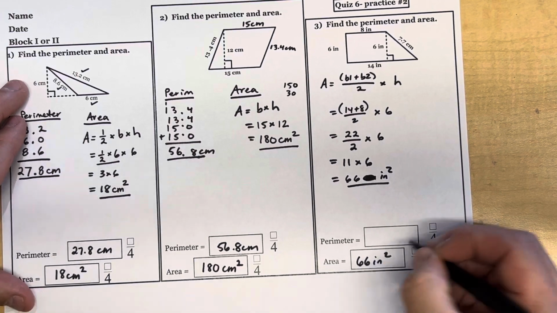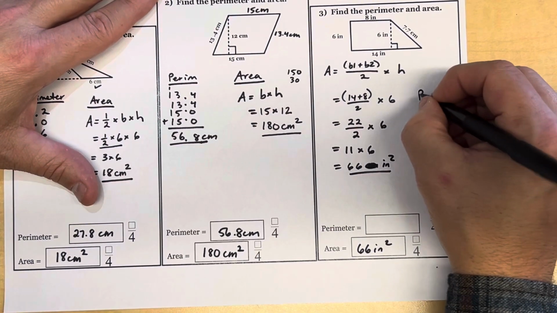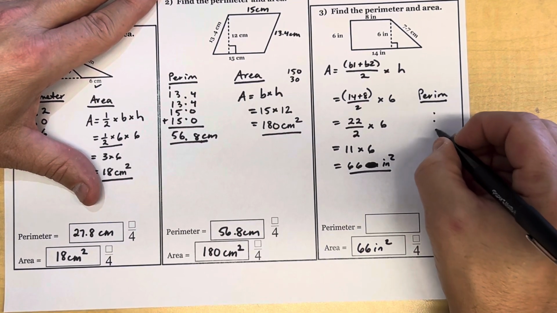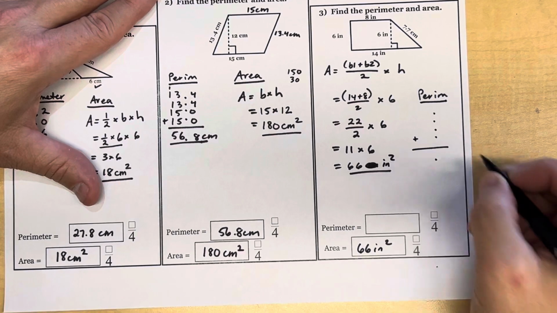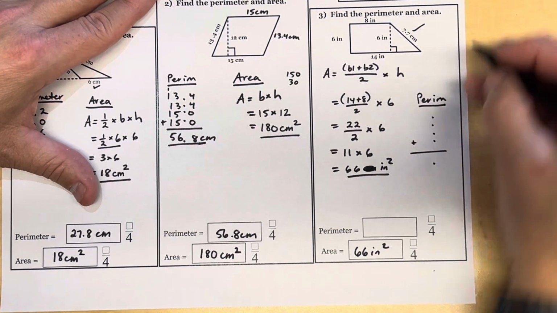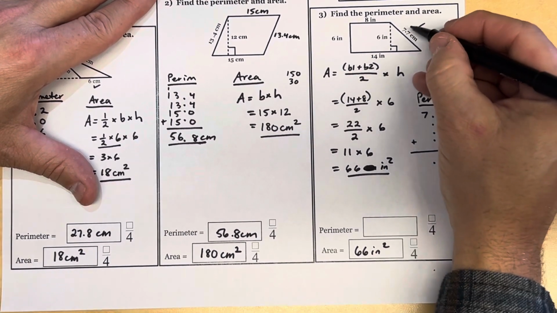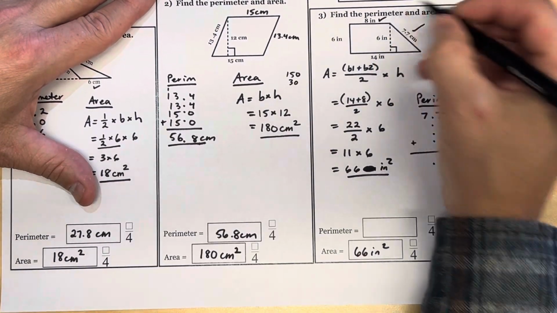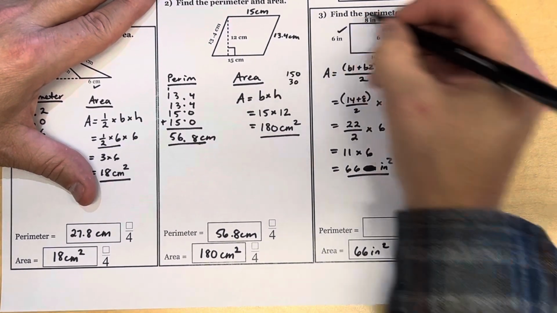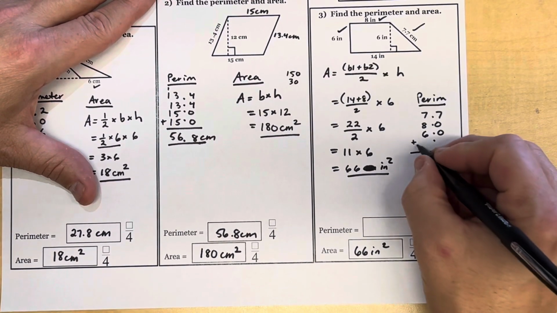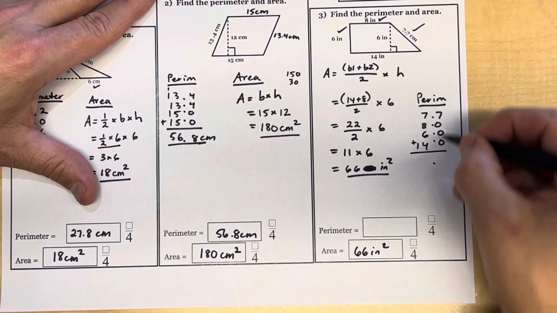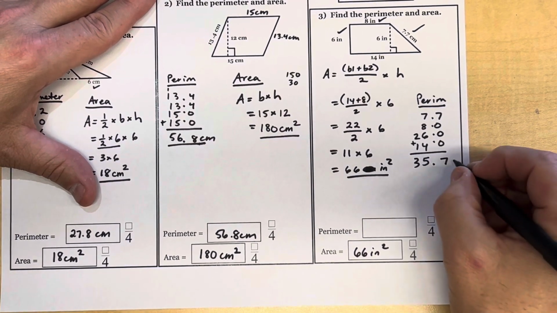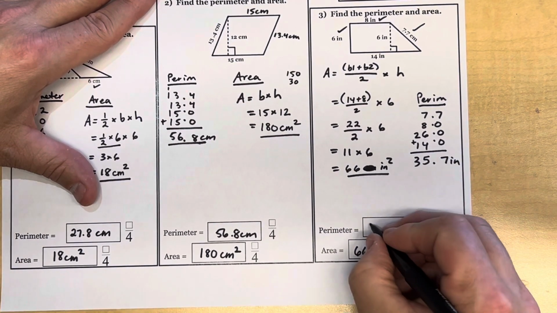Kind of went out of order here. I didn't do the perimeter first, so I don't have a lot of room. But again, it's a quadrilateral, so there are 4 side lengths. We're going to add those, and our answer will have a decimal. So I have 7 and 7/10. I like to sometimes check mine off to make sure I include all of them and I don't double up on one or miss one. 8 and 0/10, 6 and 0/10, and 14 and 0/10. So 7, 10, 18, 25, carry the 2. I get 35 and 7/10 inches.